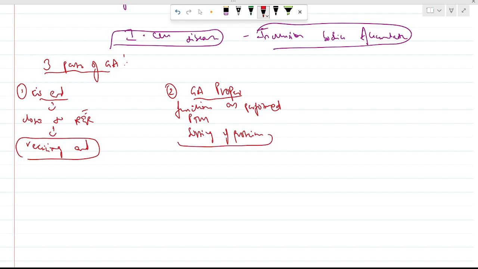These two processes occur in the form of vesicles. In the Golgi apparatus proper, it does the functions of post-transcriptional modification and sorting of proteins. It occurs in the form of vesicles.